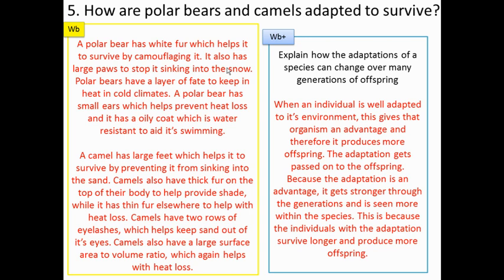And then for Working Beyond Plus, how do the adaptations of species change over many generations? When an individual is well adapted to its environment, it gives the organism an advantage and it produces more offspring. The adaptation gets passed on to the offspring. Because the adaptation is an advantage, it gets stronger through the generations and is seen more within the species. This is because the individuals with the adaptation survive longer and produce more offspring.